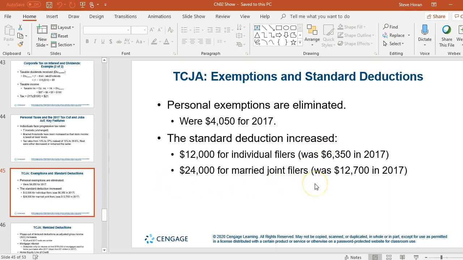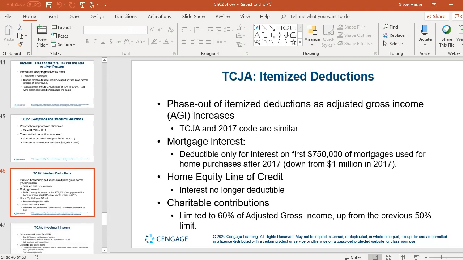And then married filing jointly changed also. Okay, so you can see what that was. So basically the standard deduction went up a lot, which means it's harder to itemize. So the people that will now itemize would be people who have a large home mortgage where you can deduct interest on your home mortgage and property tax, and you are gifting money. Otherwise, most people will probably not itemize. They'll take the standard deduction.